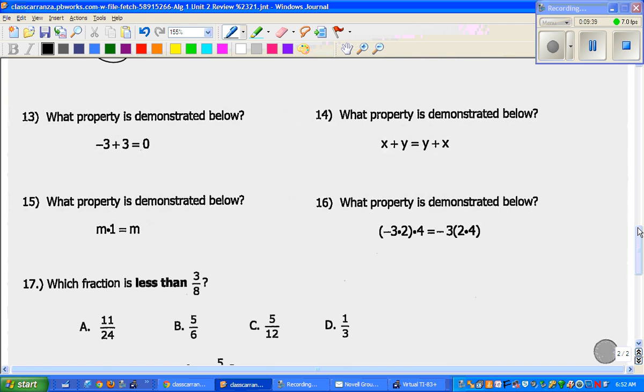Okay, so 13 through 16, we had to talk about the properties. What property is demonstrated below? Okay, so right away I see that this is adding, and they cancel. So what happens when you add and they cancel? That is called the additive inverse.